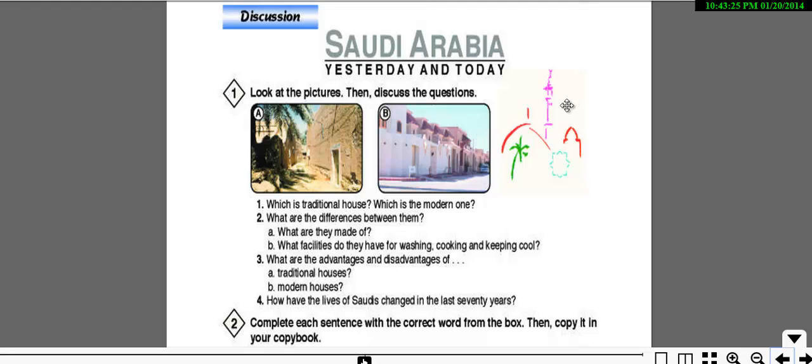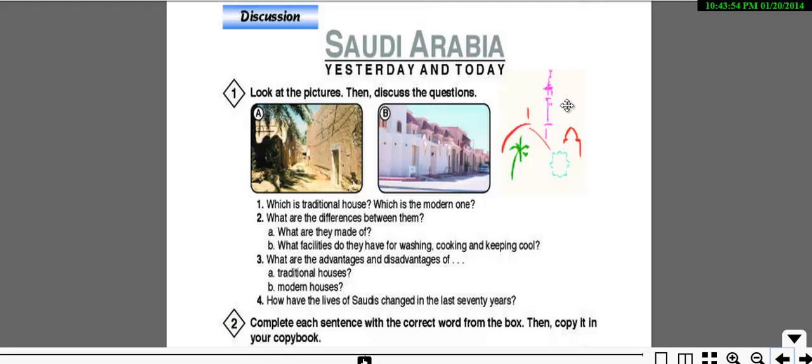The first one: look at the pictures, then discuss the questions A, B. Oh, and then we got C, another image without any numbering. Which is the traditional house? Which is the modern one? Well, it's very clear. A is the traditional house, B is the modern one. What are the differences between them? What are they made of? What facilities do they have for washing, cooking, and keeping cool?